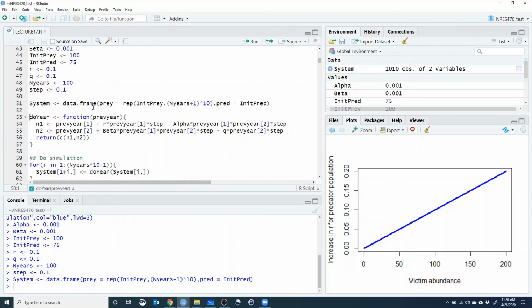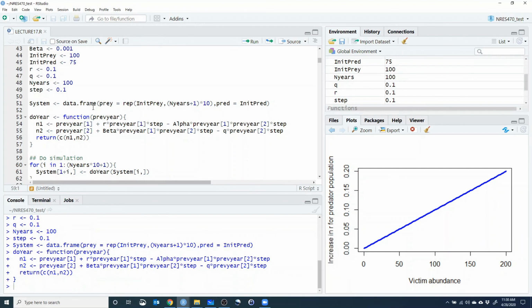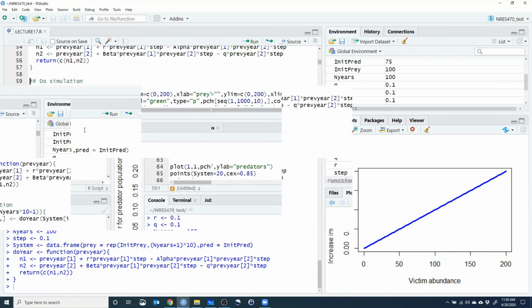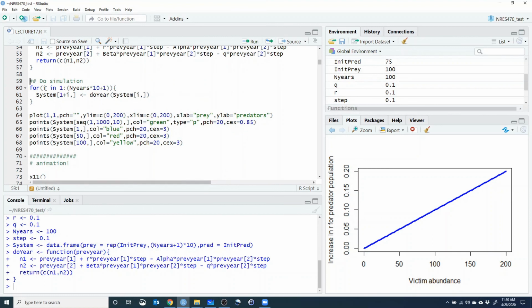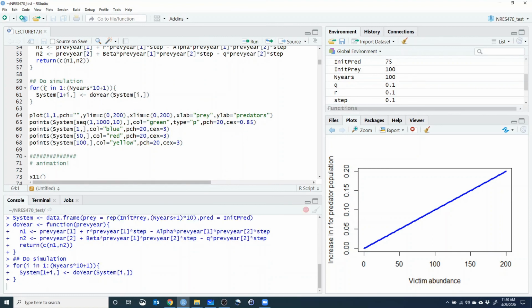I don't know why I did that, but that is the way we're going to do it. We have to set up a storage variable and make a function that returns next year's prey and predator abundance given this year's prey and predator abundance and all the parameters that we just set. And we're going to do the simulation. This just takes a few seconds to run through 100 years of the prey and predator, and there it is. And we can then plot it out on the phase plane.